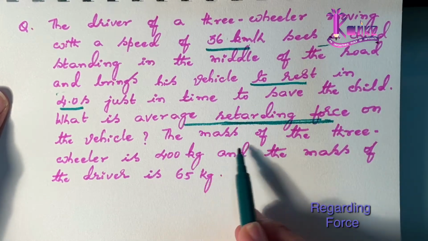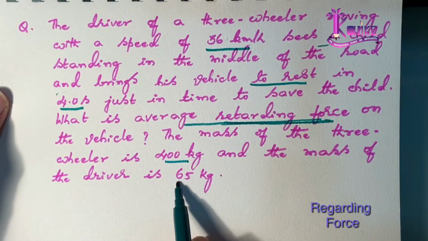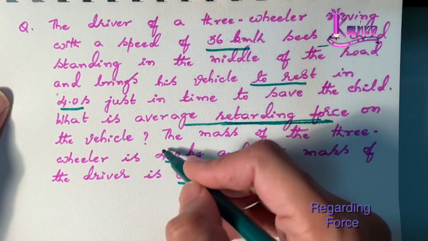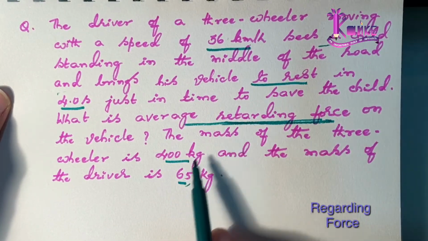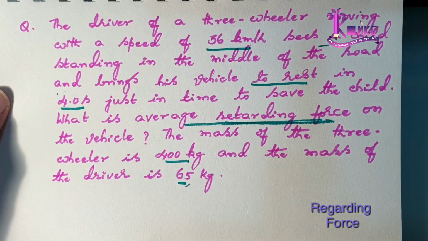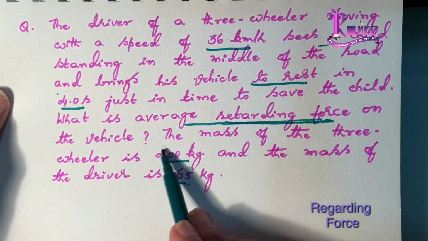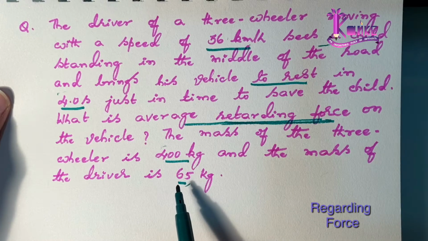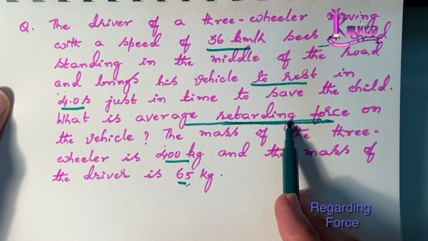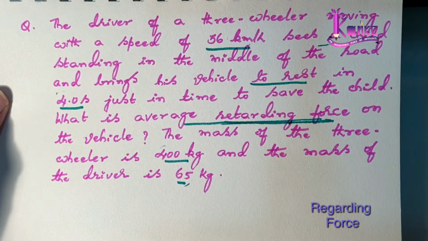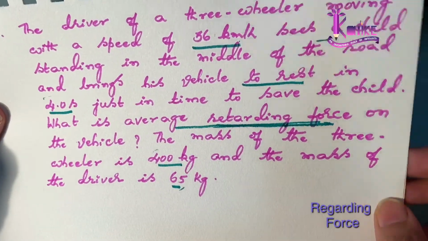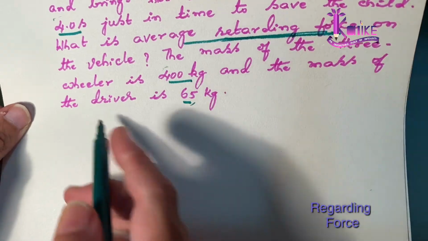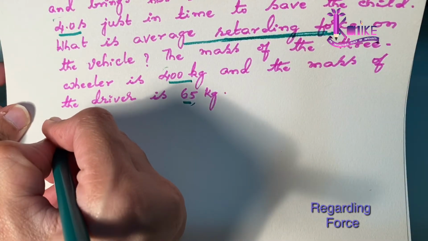So you have been given the mass of the vehicle as well as the mass of the person. Now why do you have this information? Which means you have to treat the vehicle plus the man as one single system and take this total mass into account while calculating your retarding force using Newton's second law of motion. Okay, so let's write down what is given and then solve it with the equations that we know. So what is given?